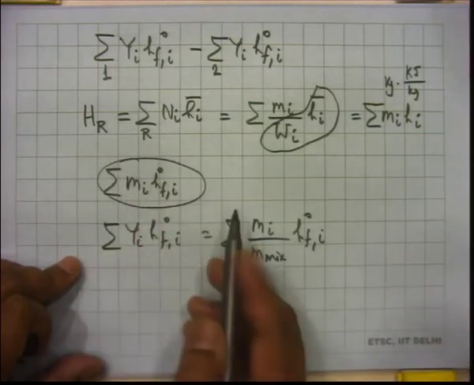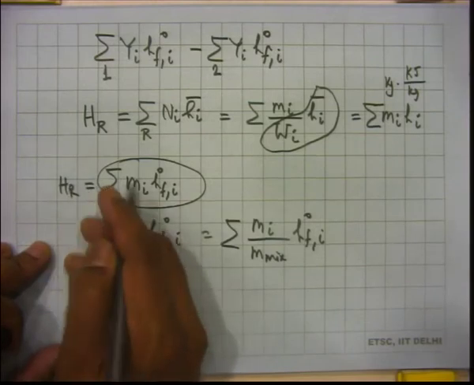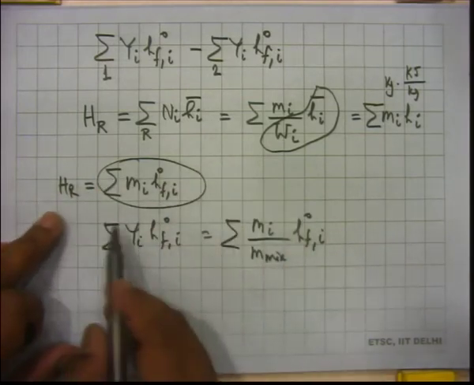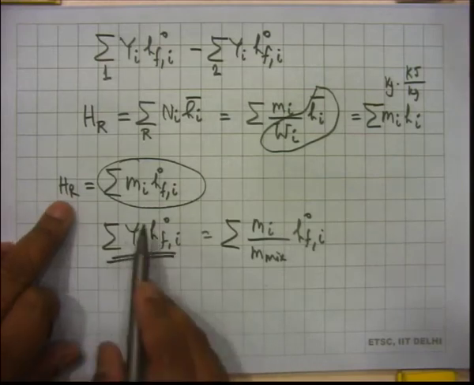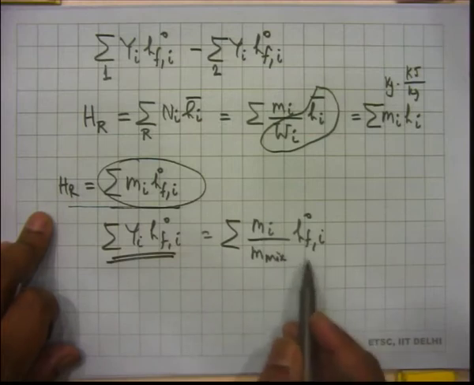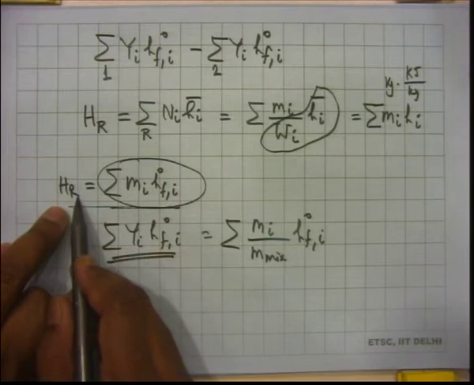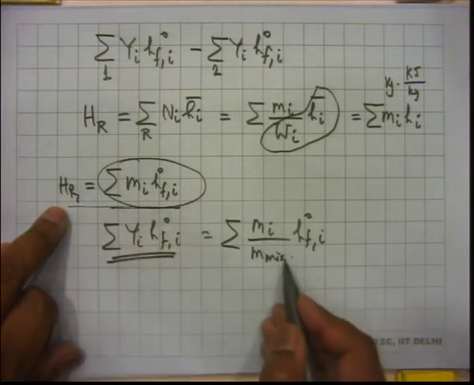This quantity was the enthalpy of reaction at 1 atmosphere, 298 Kelvin. So this is nothing but... sorry, this is not the enthalpy of reaction, this is the enthalpy of reactants, divided by the mass of the mixture.